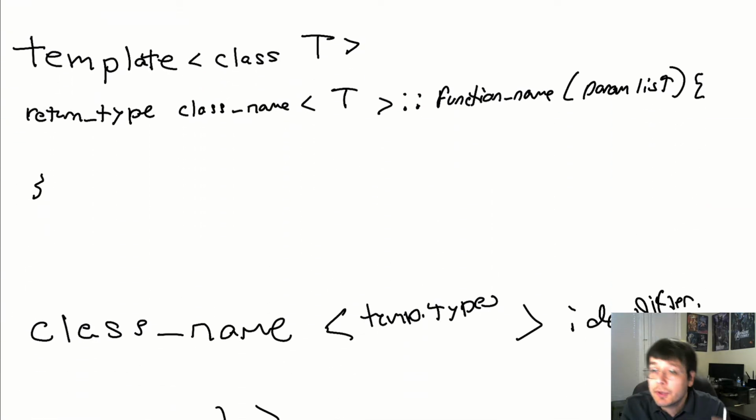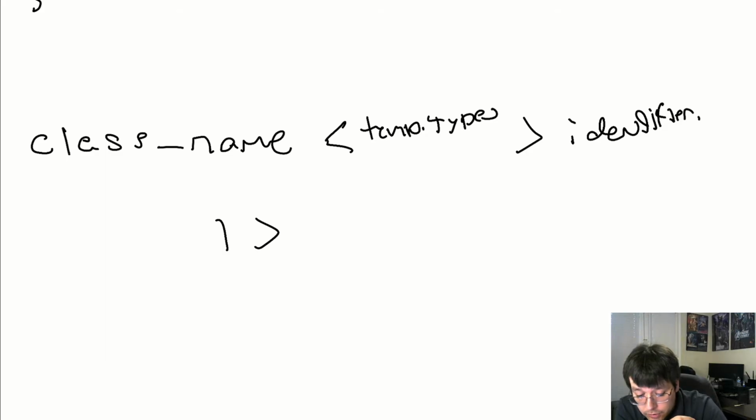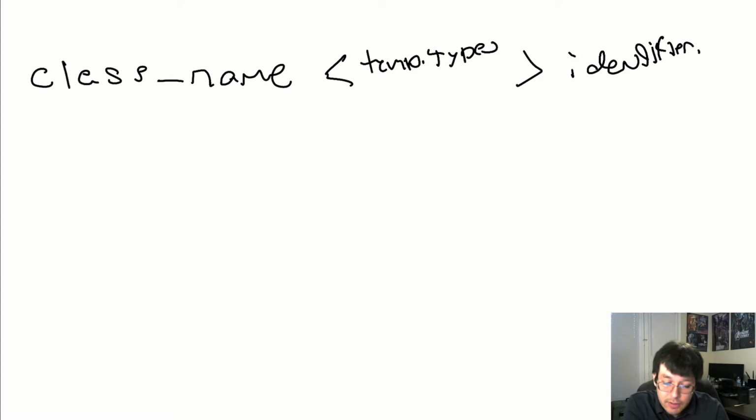So write the word template, put the class T, put your return type, which could be templated type or not, depending on what you're doing, or it could just be any type. Put the class name, put the template less than or greater than symbols, put that template variable in there, which should be the same one that you have up here. So these two should be the same. Put your scope resolution operator, put the function name, your list of parameters, which may also include a template variable T, and then your curly braces. And then of course, those are coming from your class name, which is that one. So class name, template types, identifier.